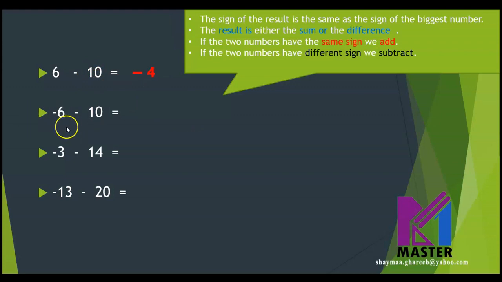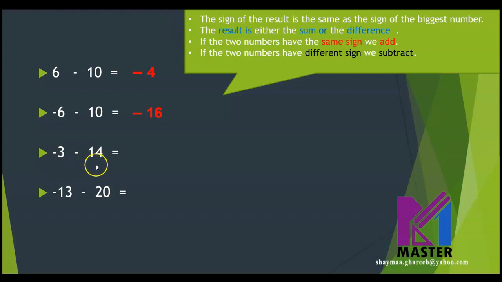In the second example, I have negative 6 minus 10. So I'm going to count backward, going smaller than negative 6 by 10. So when you count backward, starting from negative 6, you are going to count backward 10 steps. You are going to reach negative 16. And what do you notice about the answer here? It's the sum of the two numbers, 6 and 10, 16.